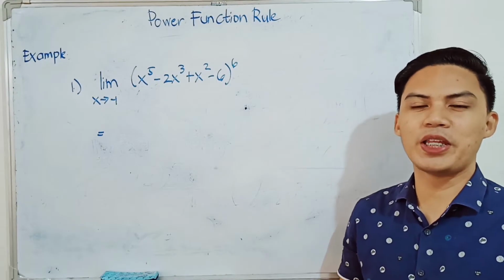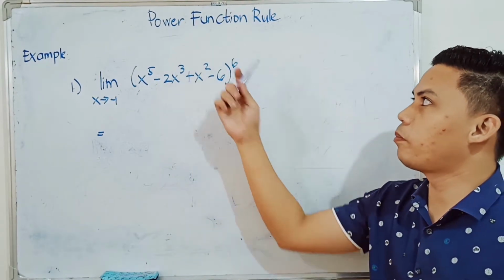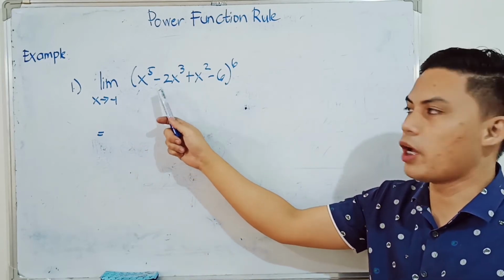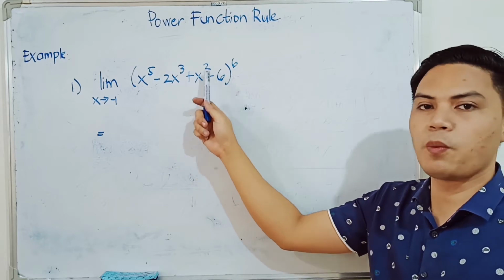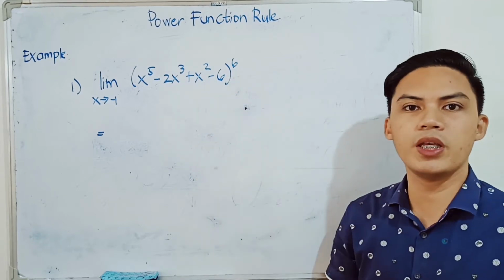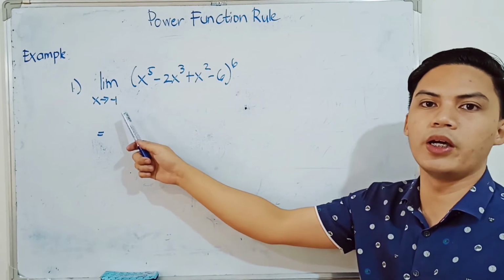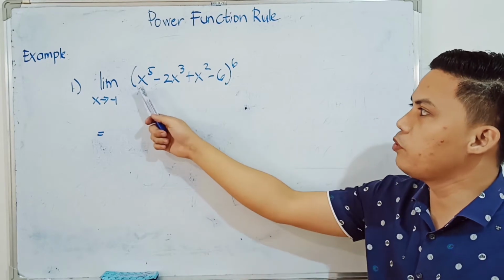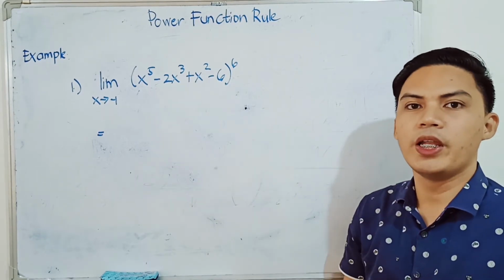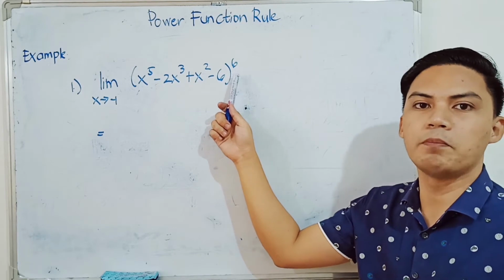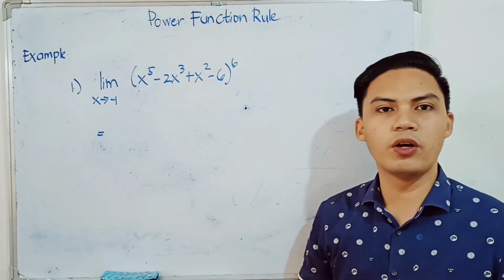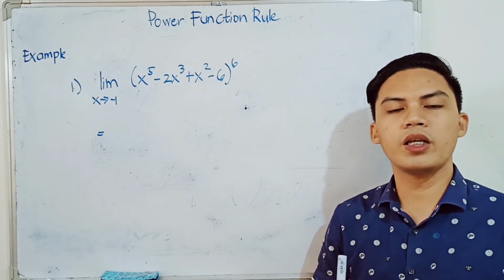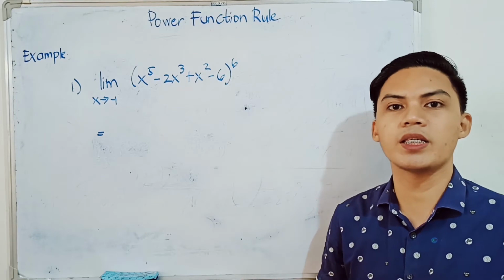So I have here an example using the theorem on the power function rule. So suppose we have the limit of the quantity x raised to 5 minus 2x cubed plus x squared minus 6, quantity raised to the power of 6 as x approaches to negative 1. In case ganito yung magiging problem natin, all we need to do is to simplify muna yung nasa loob ng parentheses before natin sila i-raise sa particular na power. Okay? So mapapansin ninyo as we go on further sa mga theorems, we can still apply yung mga previous theorems na na-discuss natin.